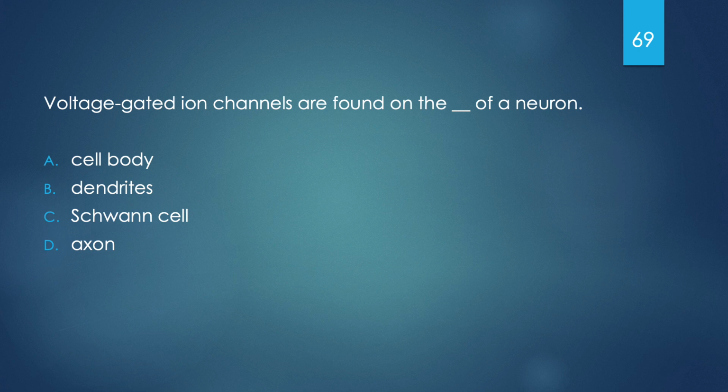Well, let's think about what happens with an action potential. So the graded potential arrives, and it is going to affect the axon because that's what transmits the action potential, and also parts of the axon hillock and initial segment. So when you look at the options here, you have to figure which is the best answer. And in this case, the correct answer is D, axon.